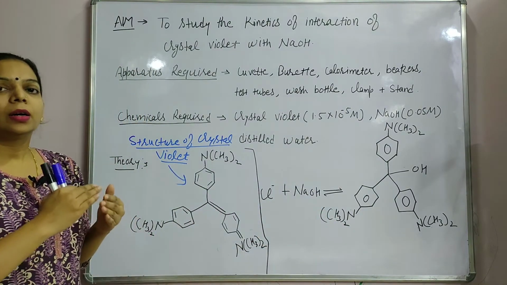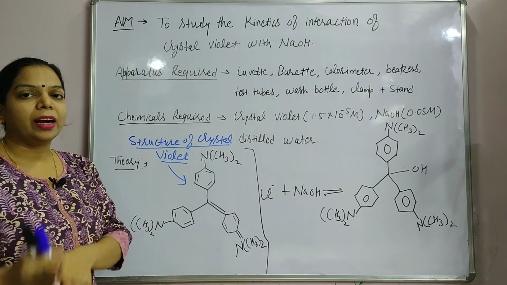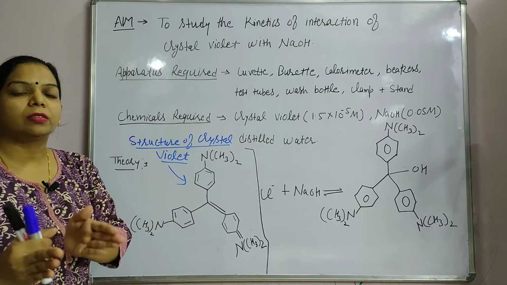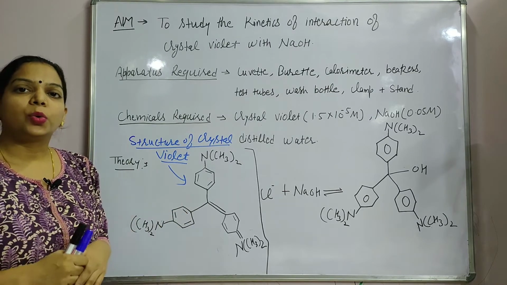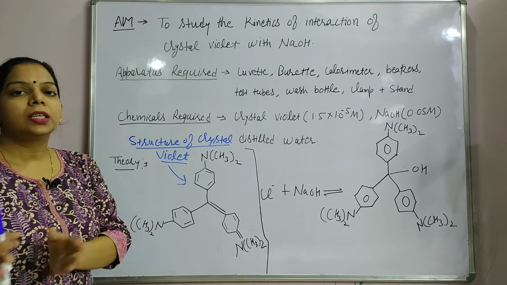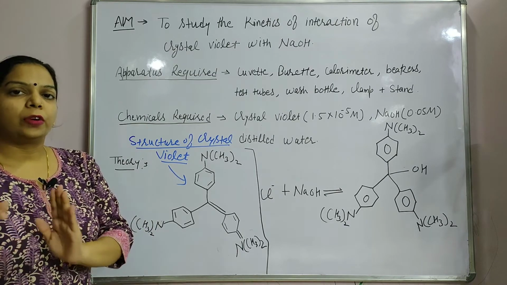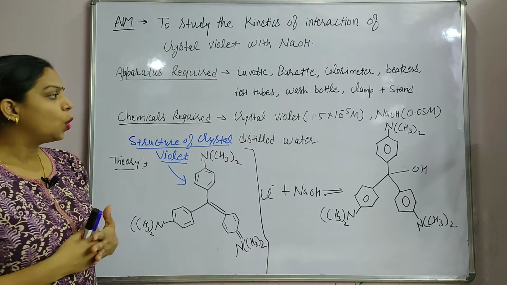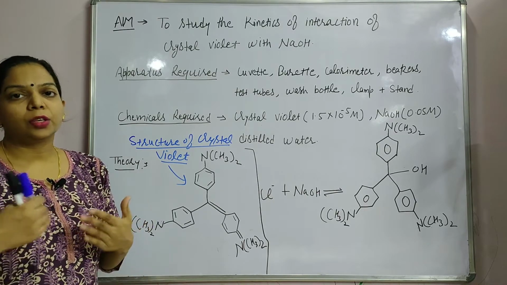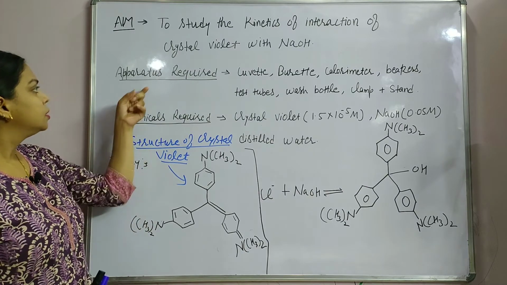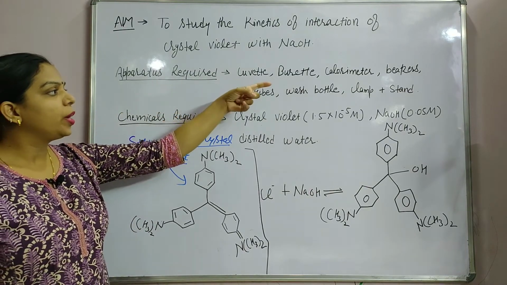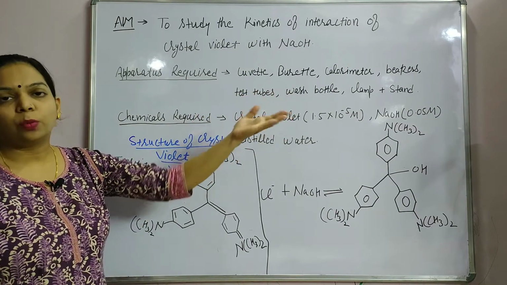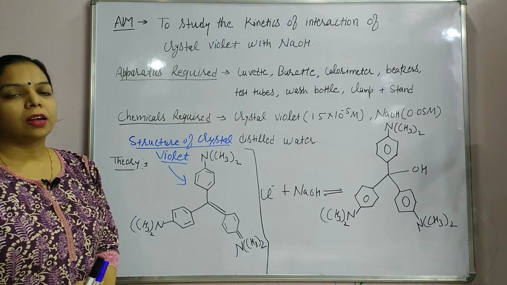It means when we make crystal violet react with NaOH, as the reaction proceeds, the color of the crystal violet solution fades away. So for each passing minute, the color of the solution will be different. So this is the concept behind finding out the concentration or studying the kinetics of this reaction. The apparatus required is cuvette, burette, colorimeter, beakers, test tubes, wash bottle, clamp and stand, whatever we need normally in colorimeter experiments.